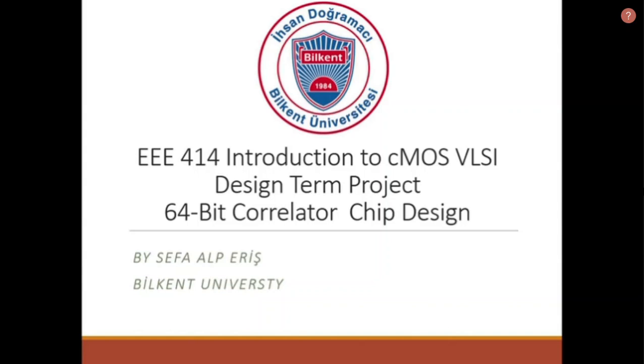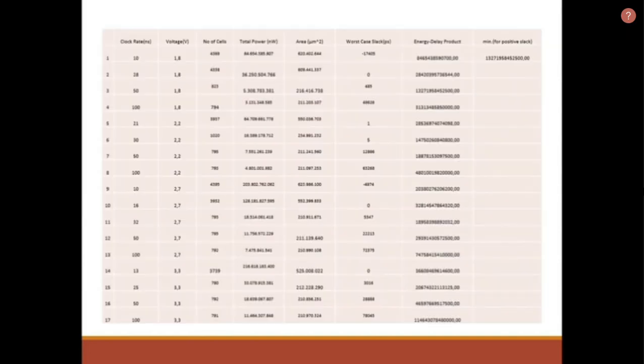After implementing my VHDL code, I take my VHD file and by using the Genus synthesis, I created a gate level Verilog file, as you can see here. After generating this file, I tested it for 4 different supply voltages and different clock rates. As you can see, minimum energy delay product occurred when there is a 1.8 volt supply voltage and 15 nanoseconds clock rate.